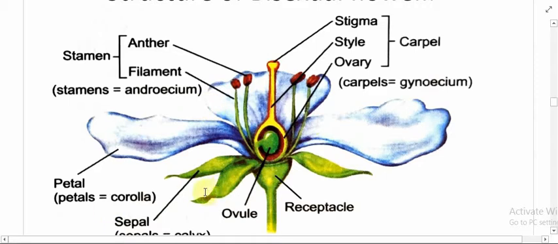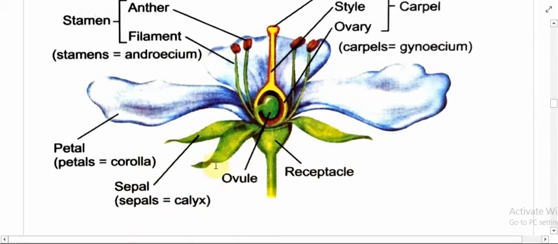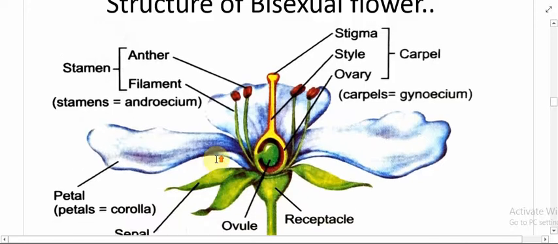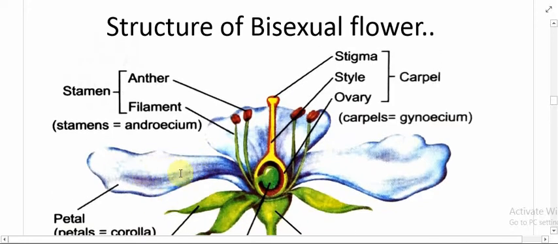These are the first whorl, the sepals or calyx, okay, green colored. As they're green colored, it means they have the photosynthetic pigment and they can do photosynthesis. These are the bright blue colored petals or corolla. Okay, this was the second whorl. The third whorl is androecium. This one, two, three, four.